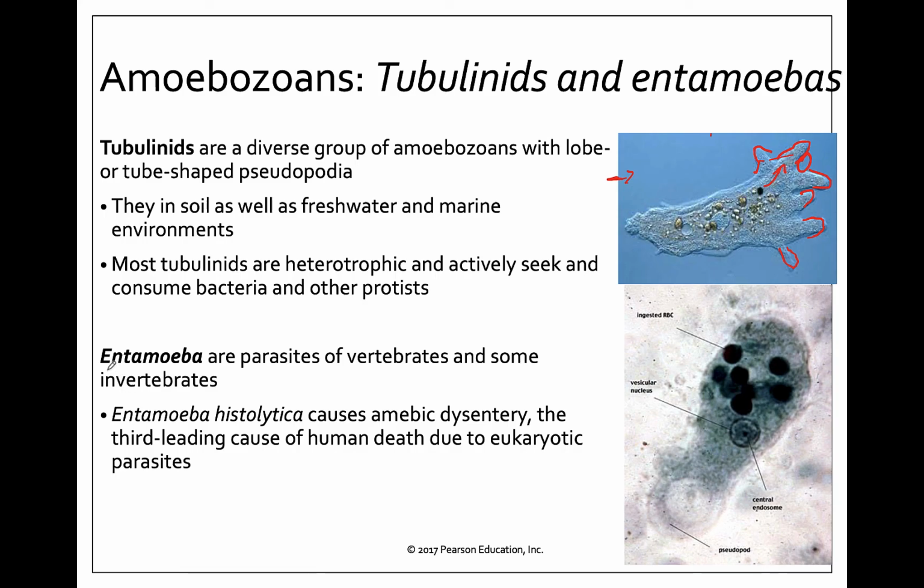Another group of amoebas are called the entamoebas, and these are typically parasites, and these can infect all different classes of vertebrates and even some invertebrates. One that is a parasite of humans is called Entamoeba histolytica, and this causes dysentery and is one of the leading causes of death due to eukaryotic parasites, protists.